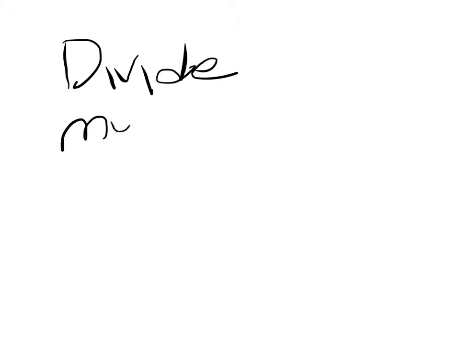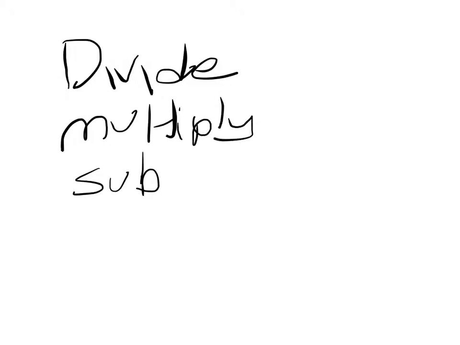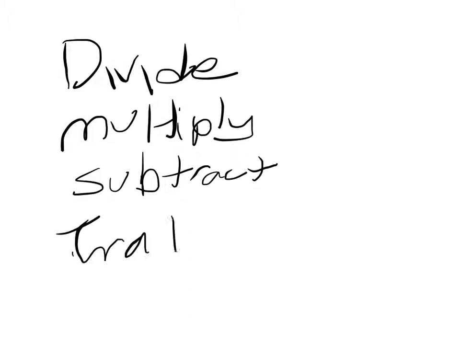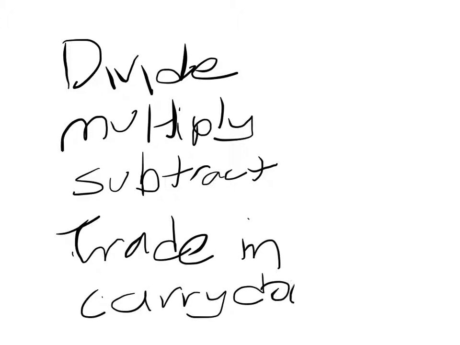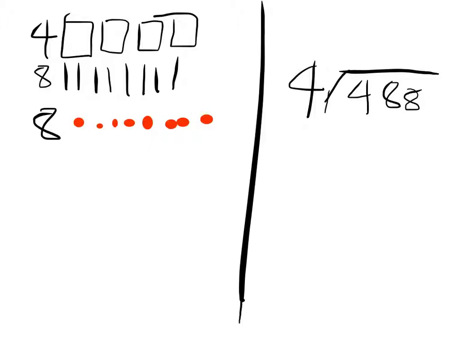So the 4 steps of long division are divide, multiply, subtract, and trade in or carry down. I will be showing you these steps throughout the whole video. First we'll be doing a simple division problem: 488 divided by 4.